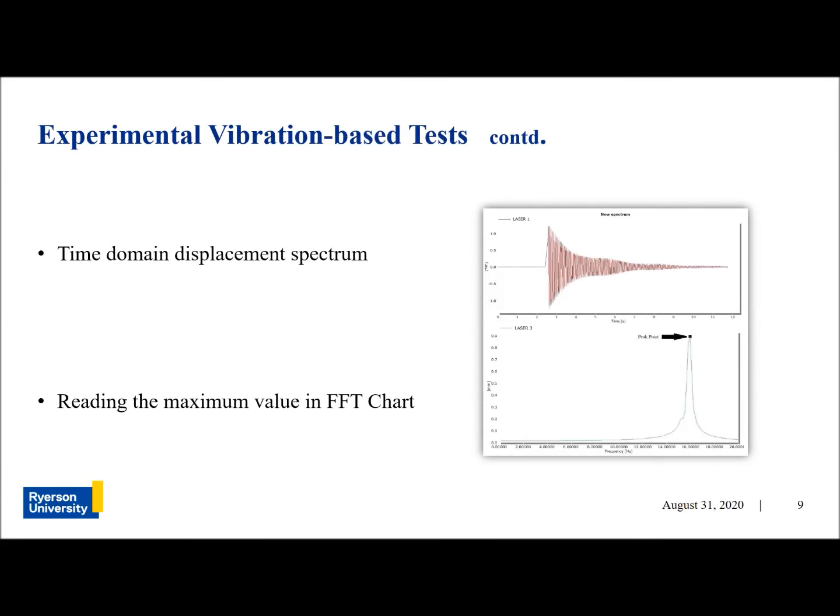The time domain displacement spectrum in the free vibration test is shown in the first photo. This spectrum information is converted to fast Fourier transform, or FFT, graphs using Catman AP software. The maximum point in this graph represents the fundamental, or first, modal frequency of each sample. In each test, the same maximum magnitude from each laser was obtained.